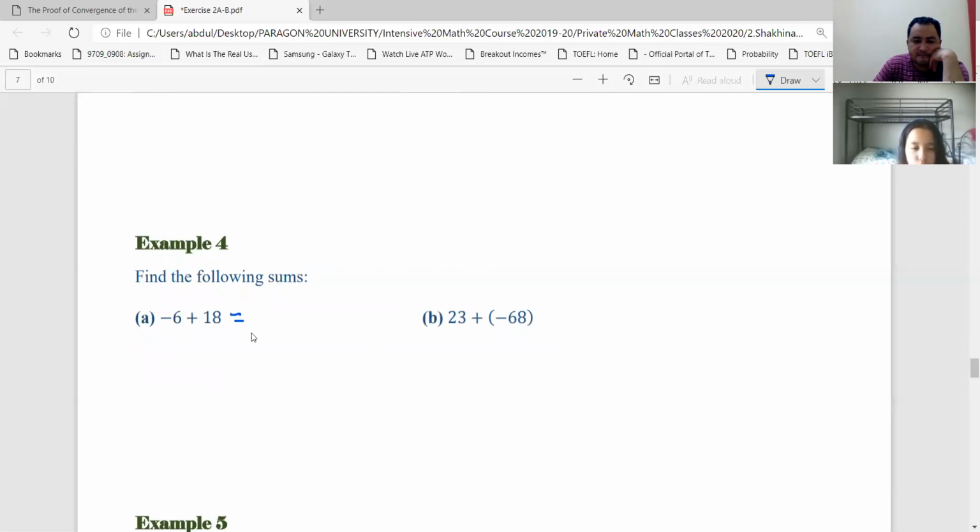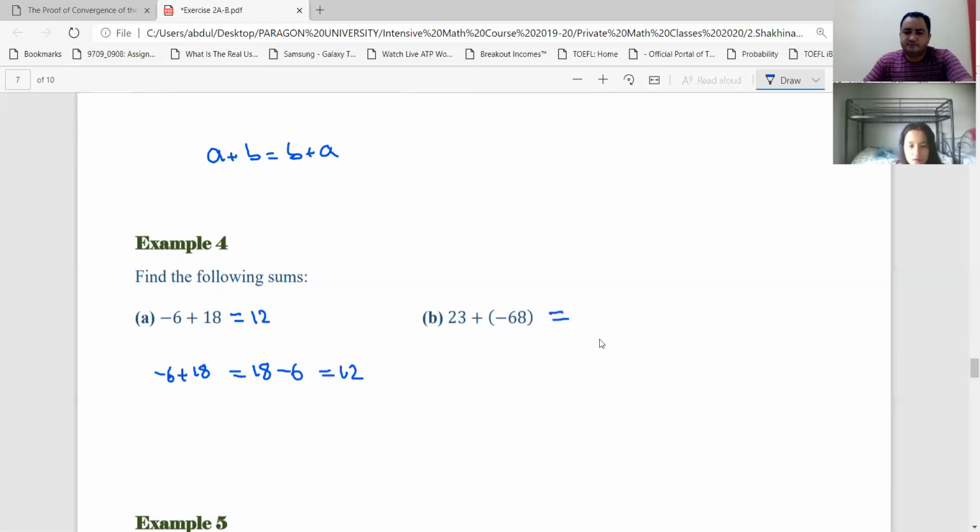That'll be 12. Because here, Shahina, you can use this rule. We know that A plus B is equal to B plus A, right? So here, minus 6 plus 18, we can write it as 18 minus 6. So that's equal to 12.